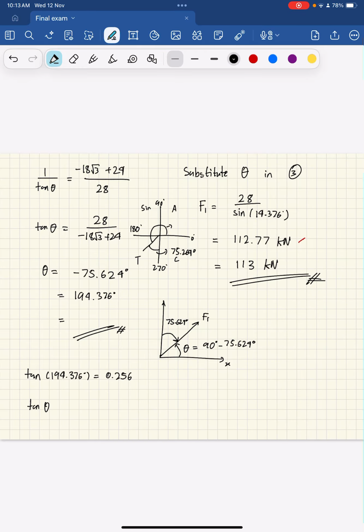And then theta is how much? 28 over 24 minus 18 root 3. Okay, root 3. So it will be negative 17.5. So negative means that the angle is definitely in the opposite direction.